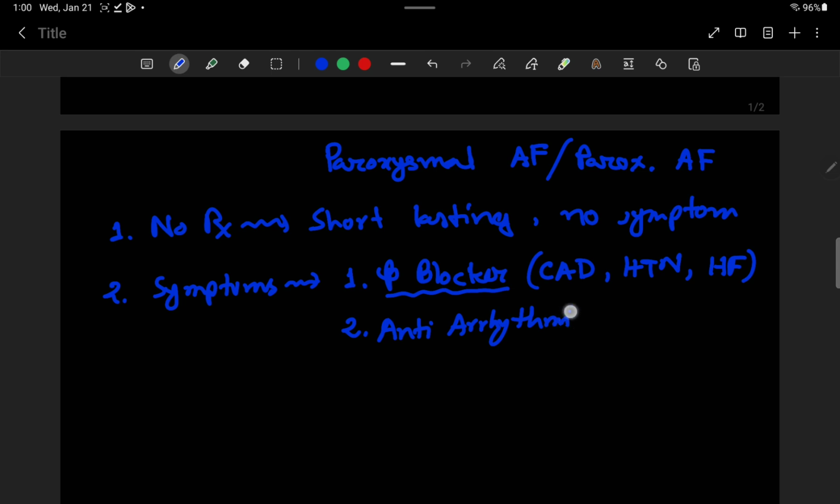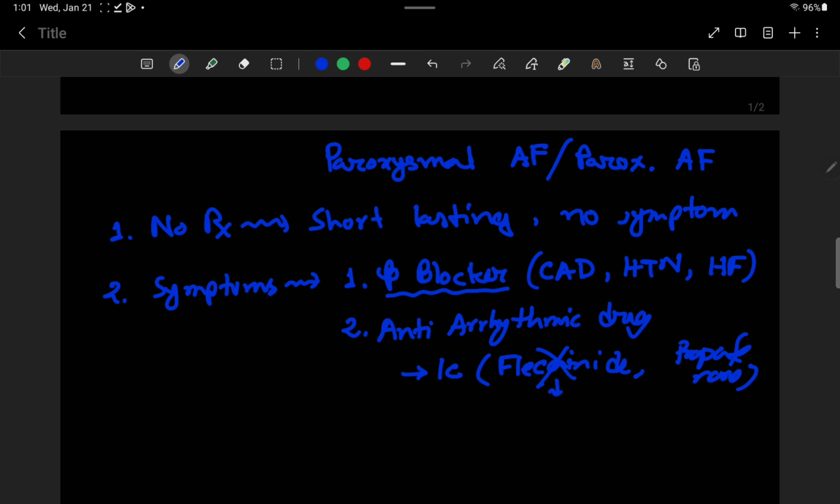What options do you have for antiarrhythmic drugs? That is a class 1C drug: flecainide, keep the name in mind, and propafenone. They are effective for preventing AF episodes, but you cannot give these drugs if the patient has coronary artery disease or LV dysfunction.